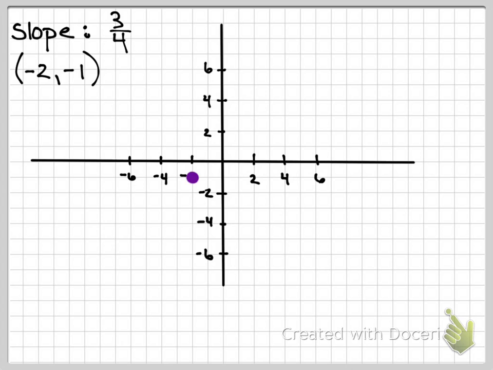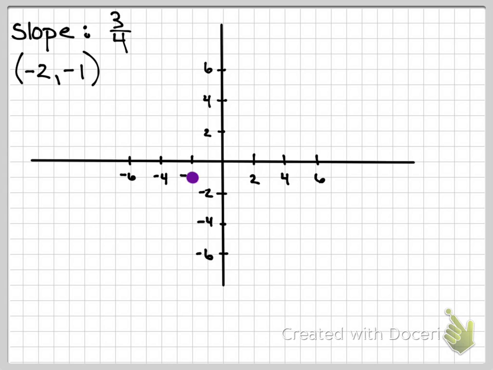All right, now from this point, I'm going to use my slope, 3/4. So what is my rise from that point? 3. My rise is 3. Do I go up 3 or down 3 from that point? How do you know up 3? Because 3 is positive. So I go up 3.